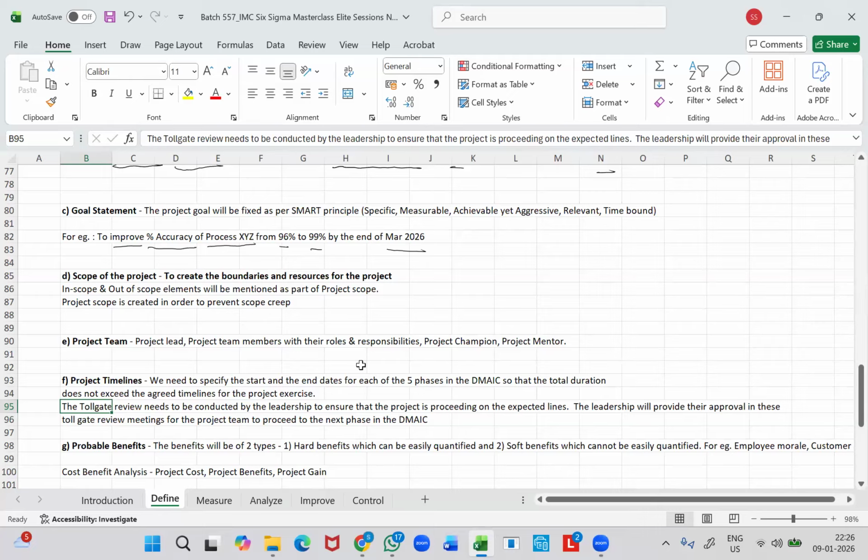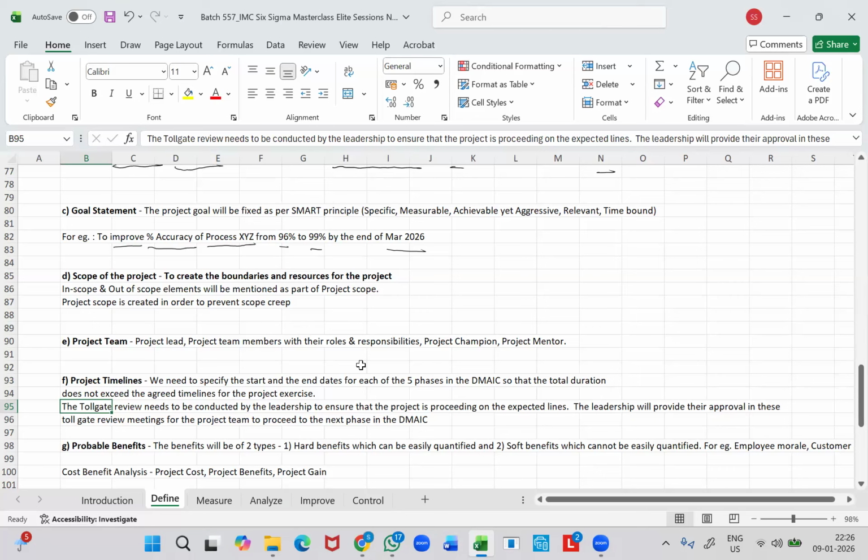So they are supposed to review the progress of the Six Sigma project exercise, and they need to provide their suggestions to the project team. Only after the leadership provides their approval to the project team to proceed to the next phase, the project team will be able to venture into the subsequent phase in the DMAIC approach.